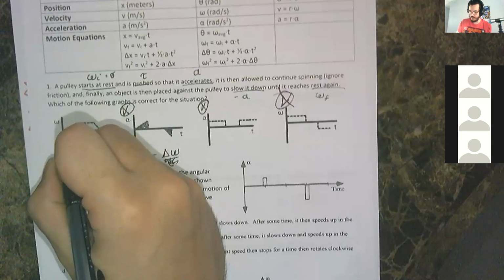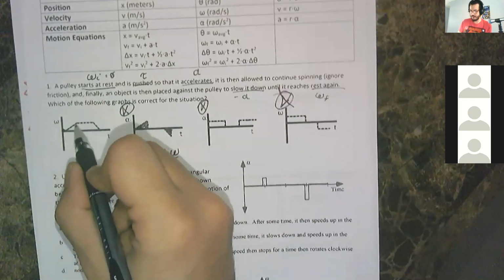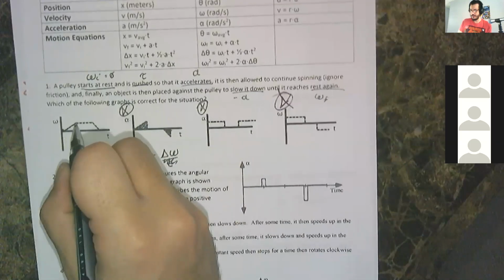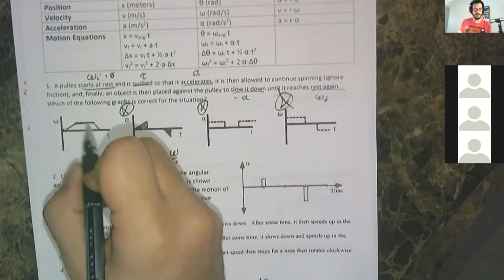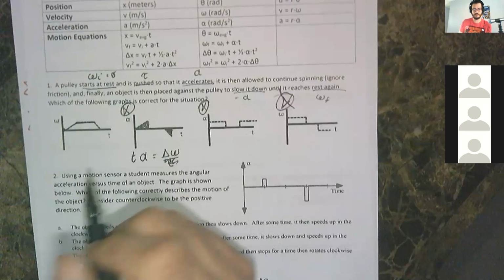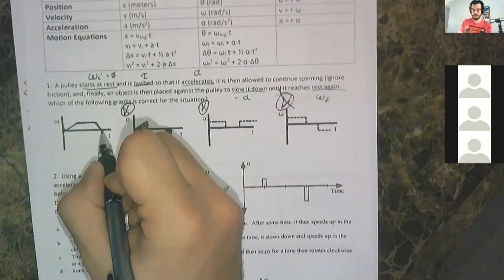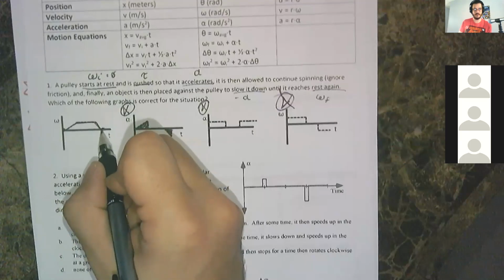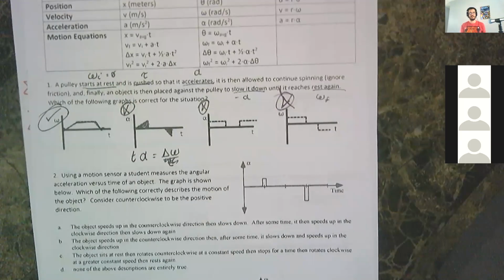However, this one starts with an initial velocity of 0 that increases, that's acceleration. Then it stops increasing and continues spinning for a time with no more flicks, no more slowing down until it meets a decelerating torque, a negative torque, and it comes back to rest. This one is our best answer.